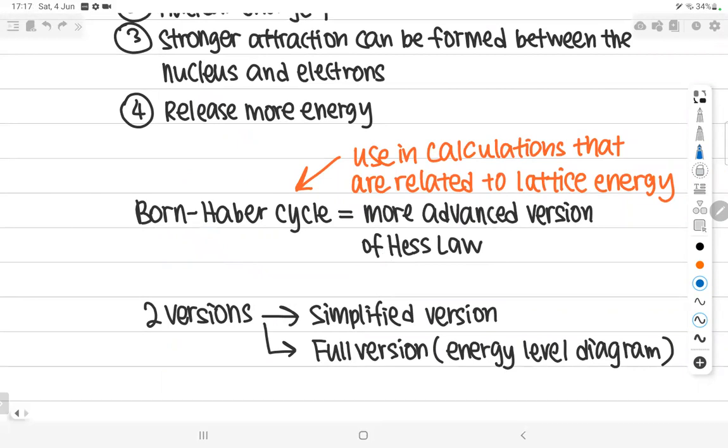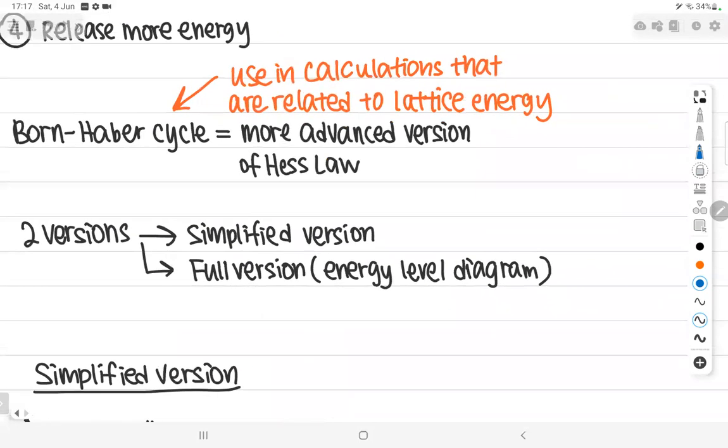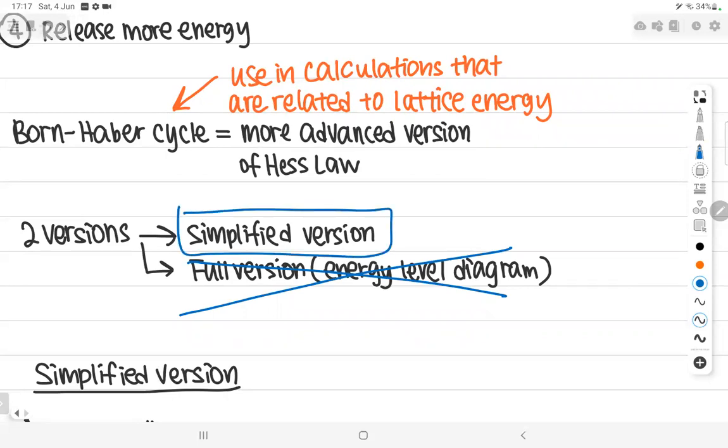Born-Haber cycle got two versions. One is the simplified and one is the full version. But starting from year 2022, you don't need to learn about the full version anymore. You only need to know the simplified version. Only focus on simplified version for your A2 syllabus. Full version, no longer there.